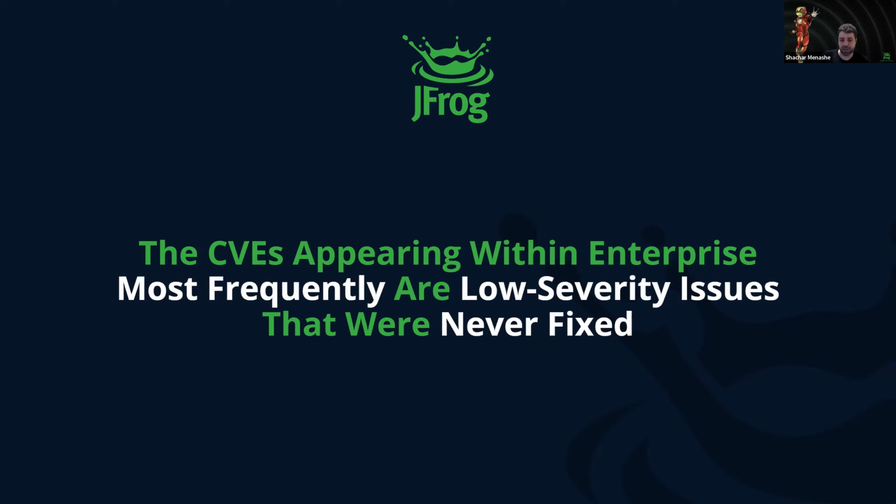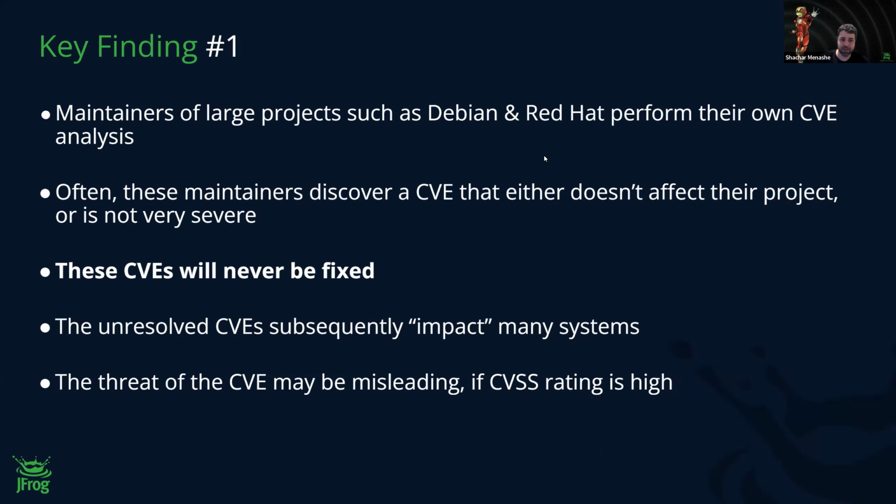The CVEs that are appearing the most within enterprises are actually not high severity issues, or even issues in very common components. They're actually low severity issues, but because they're low severity, they were never fixed. And because they are never fixed, each new version adds to the vulnerability count, and it keeps rising and rising, and the vulnerability count for these vulnerabilities never decreases. So how is this actually happening?